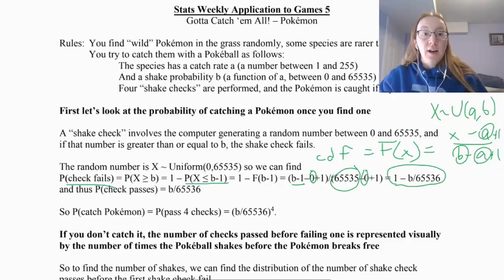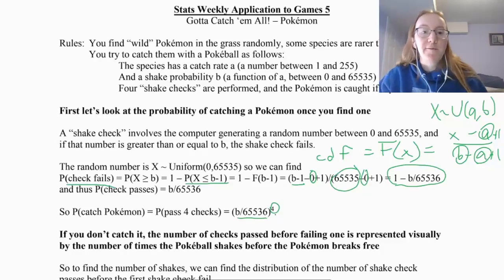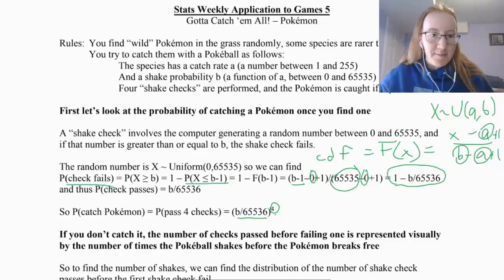So if we want to catch the Pokemon, we have to actually pass 4 shake checks in a row, and they're independent, and so the probability of doing that is this probability that we calculated raised to the power of 4. That's cool, great.